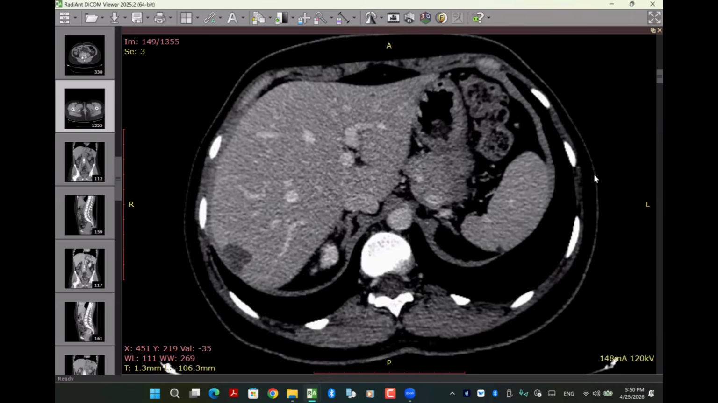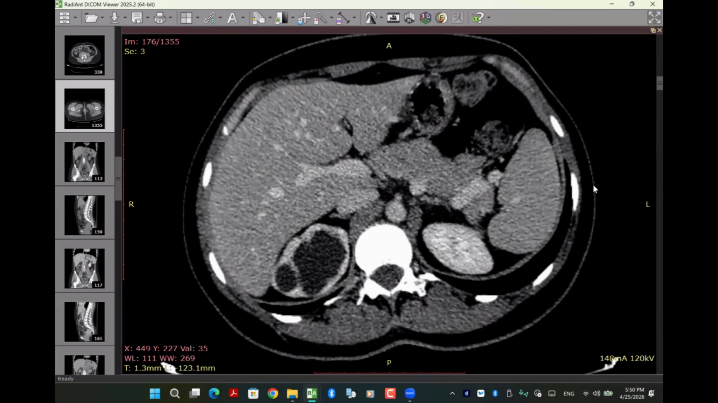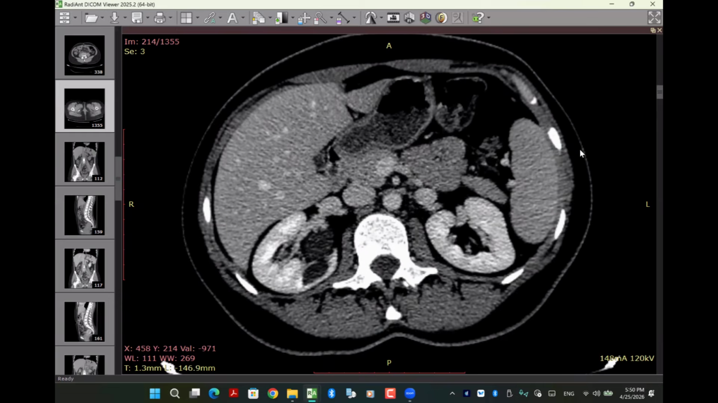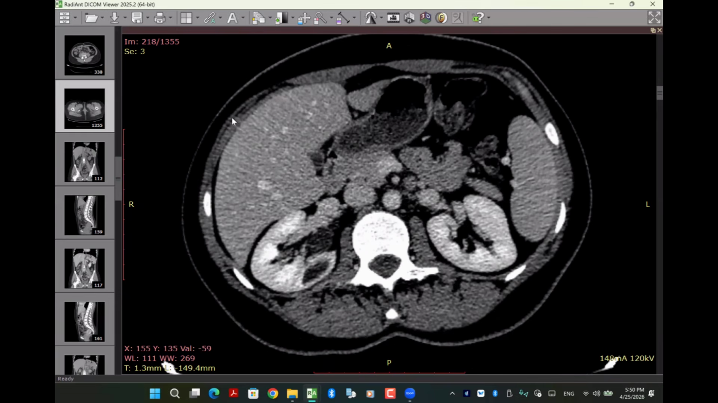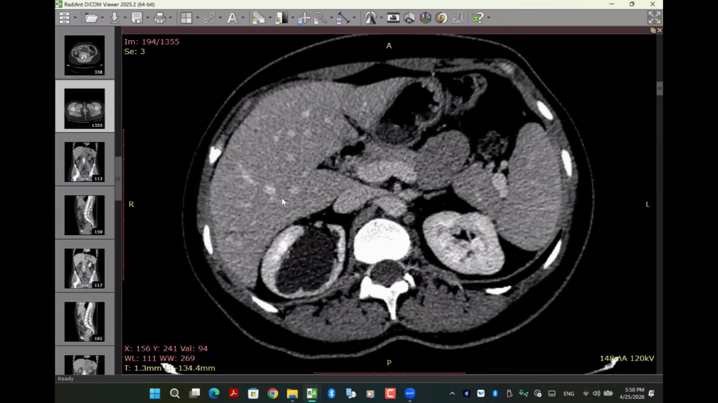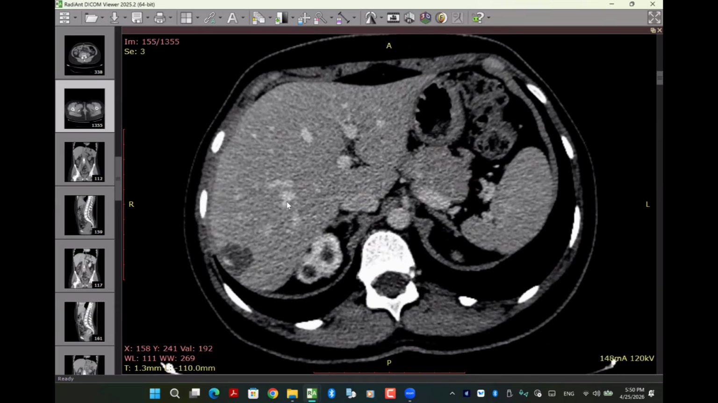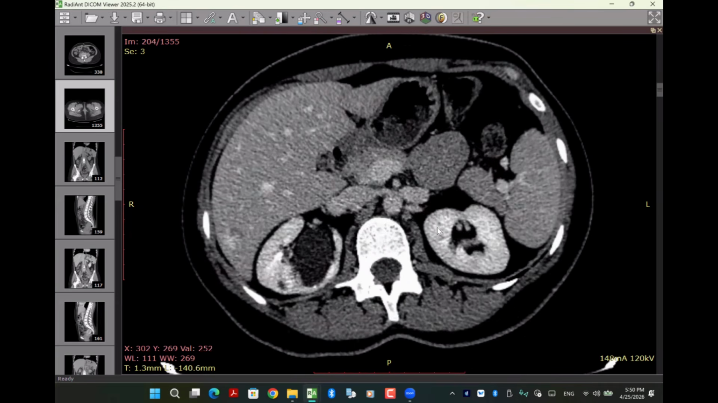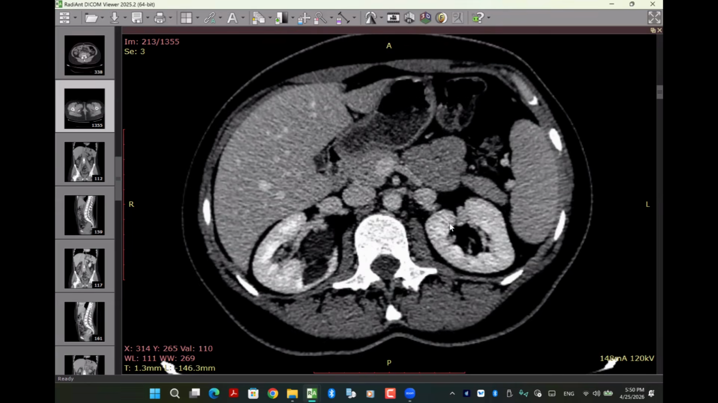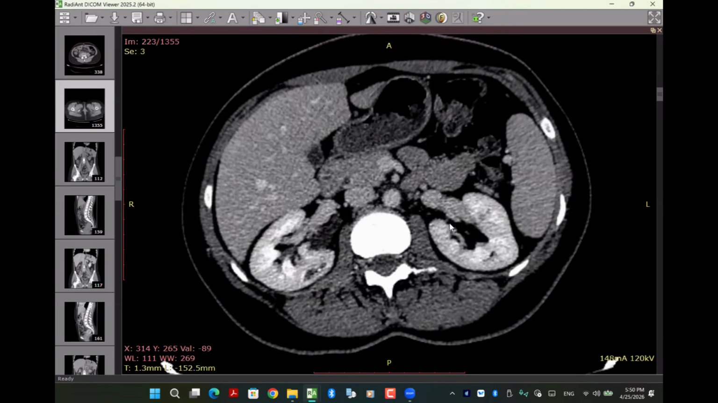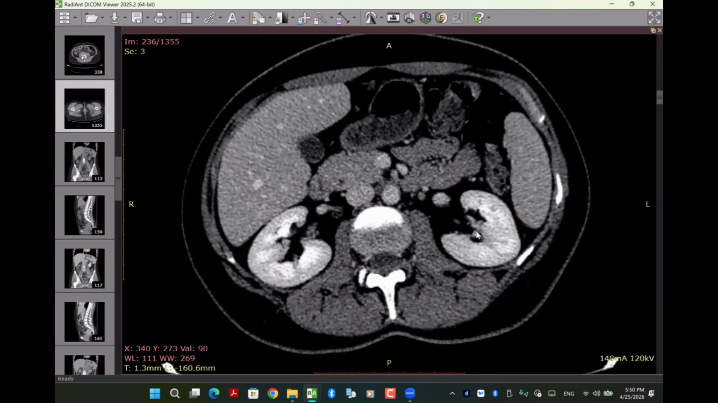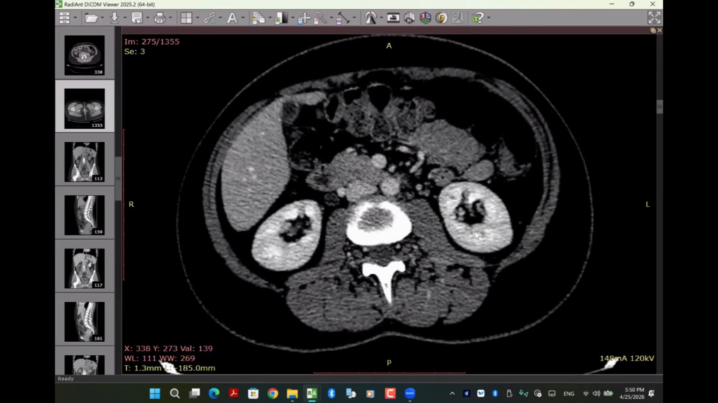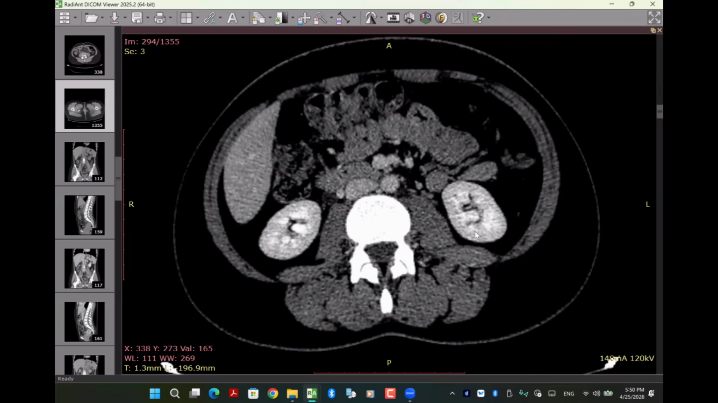Here I can see mild ascites along the inferior surface of the liver. Multiple cysts are seen. You are talking about this one? No, we're talking about where there is no ascites. So I could not see any hydronephrosis in the kidney.